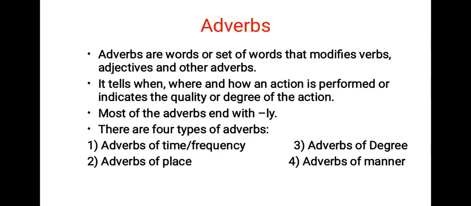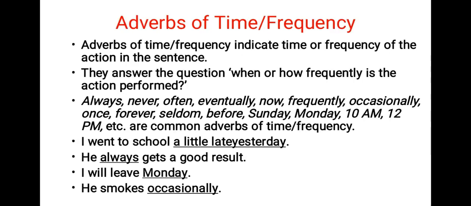Now adverbs. So adverbs are words or sets of words that modify the verb, adjective and other adverbs. They are mostly used to give additional information about a verb, adjective and an adverb. It tells when, where and how an action is performed or indicates the quality or degree of the action. Most of the adverbs end with ly. There are 4 types of adverbs: adverb of time or frequency, adverb of place, adverb of degree and adverbs of manner.